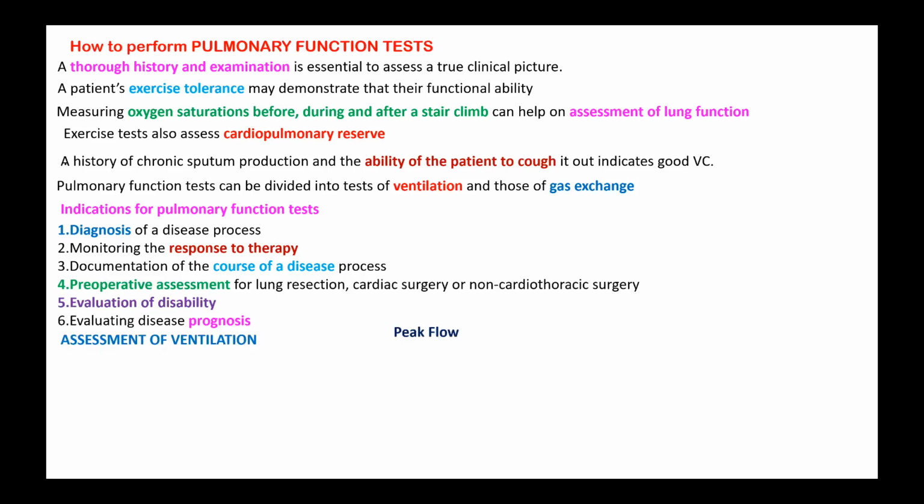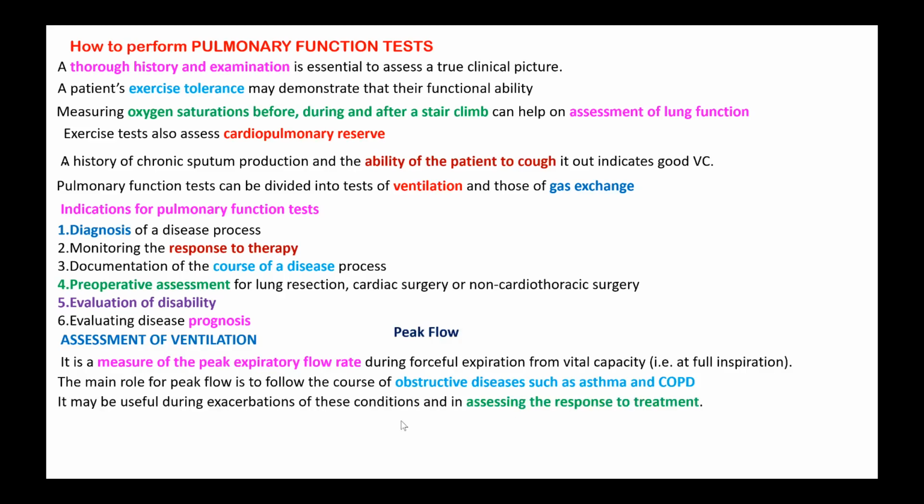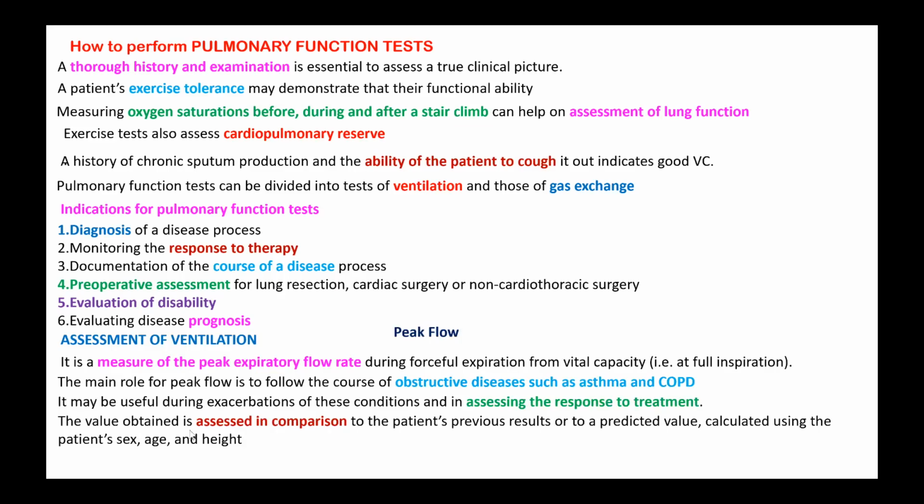It is done by the measure of peak expiratory flow rate during forced expiration. And its main role is to follow obstructive disease such as asthma or COPD. It may be useful during exacerbations of these conditions in assessing the response to treatment. So pre-bronchodilator and post-bronchodilator values are usually given in the reports that you find, and you have to take these parameters into consideration.